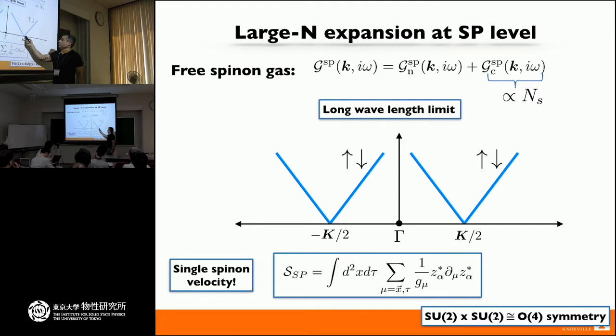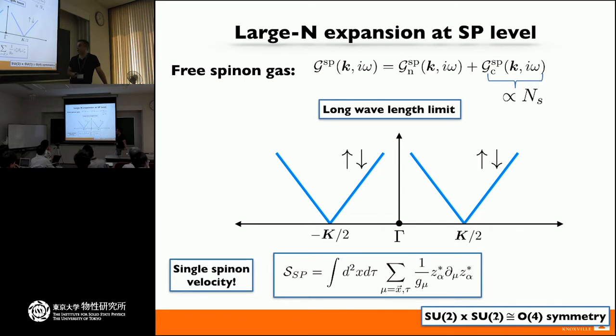But the point is, because the original Hamiltonian has inversion symmetry, and because it also has SU2 symmetry, you can show immediately that these four modes have exactly the same spinon velocity. So there is only one spinon velocity in the theory. So when you write your effective action in terms of these variables, which will be like the long wavelength limit of the saddle point action that I described in the previous slides, there is only one velocity.